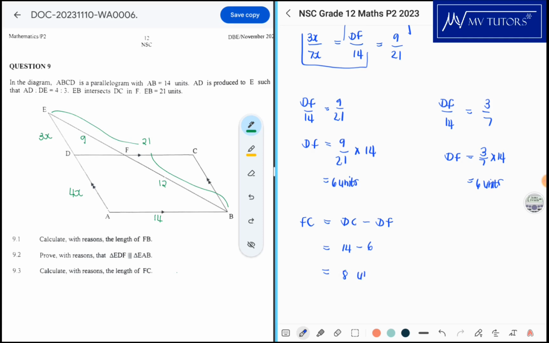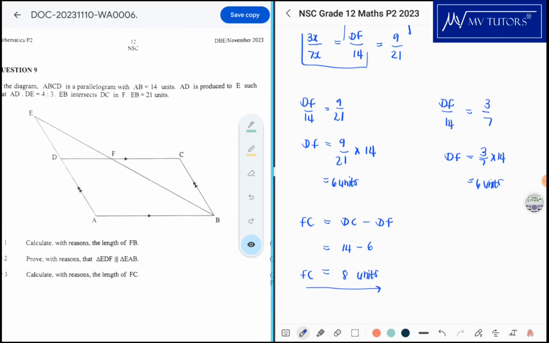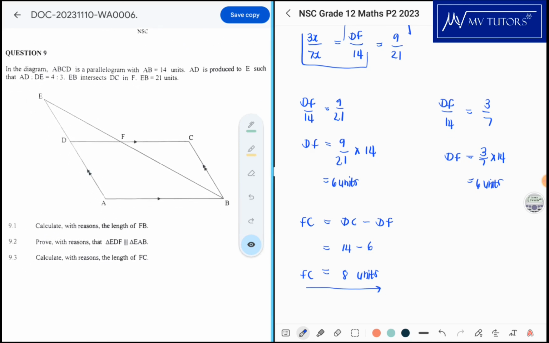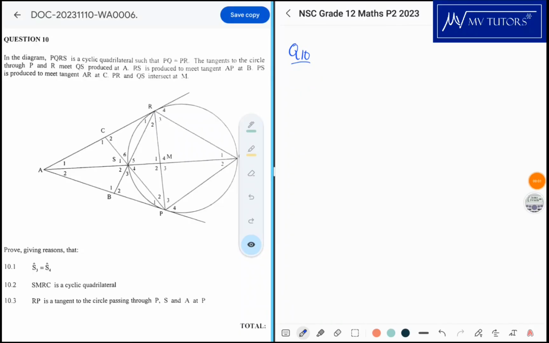So we have 8 units. Alright, so FC is 8 units, and are we done with question 9? Is it? Yes, it was just 9 marks. Yeah, we're done with question 9. And we've reached the final question.